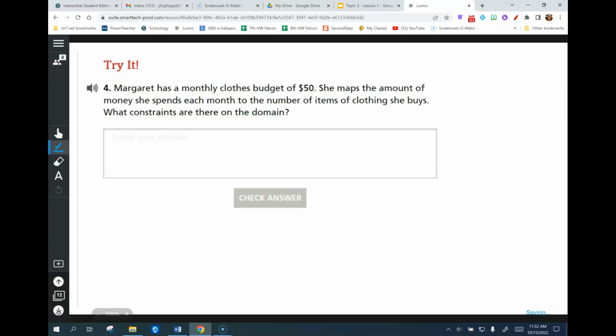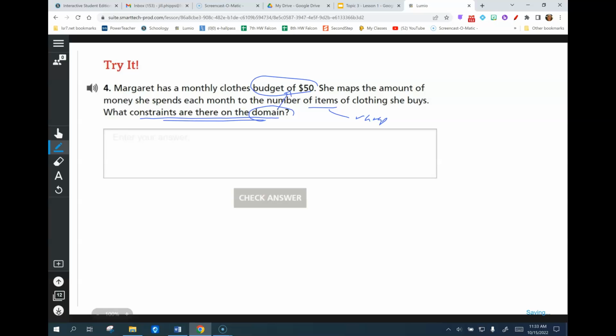Margaret has a monthly clothes budget of $50. She maps the amount of money she spends each month to the number of items of clothing she buys. What constraints are on the domain? What constraints? Okay, so the domain is the money. The number of items, that's your range. That would be your range. The money is your domain.